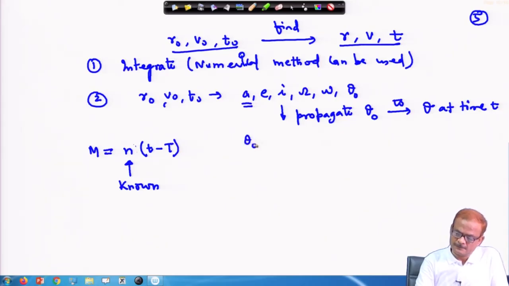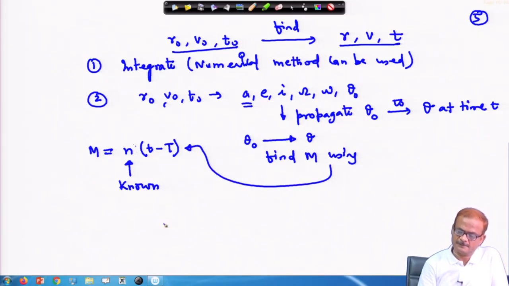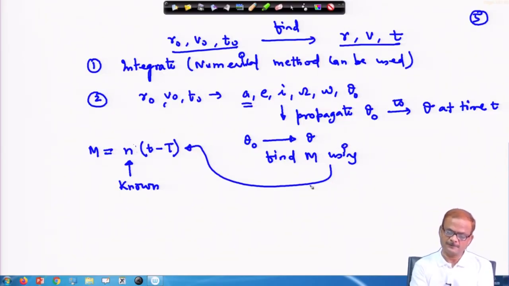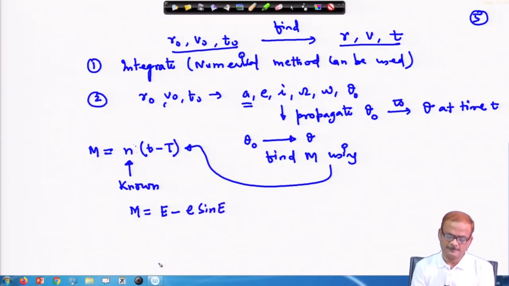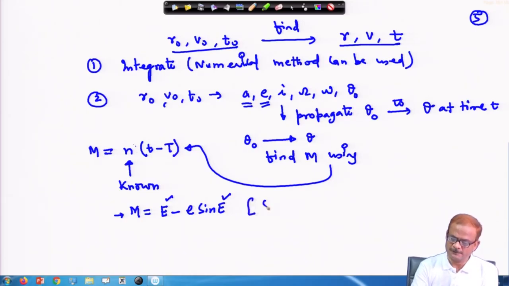Therefore, to propagate theta 0 to theta, what we need to do? Find m using this expression. Once you have got m, then m can be solved for E minus e sin E. So, using m, you can solve for capital E, because small e is already known. So, from here solve for E.